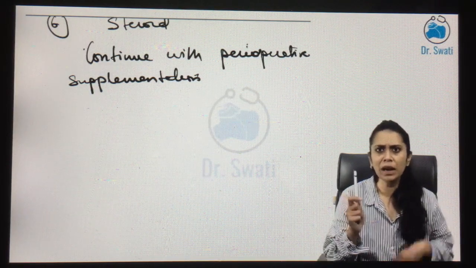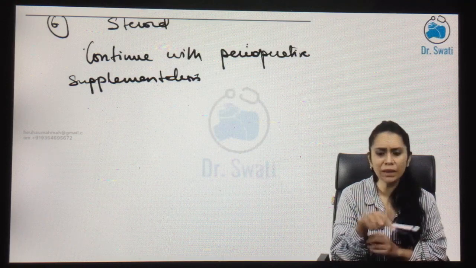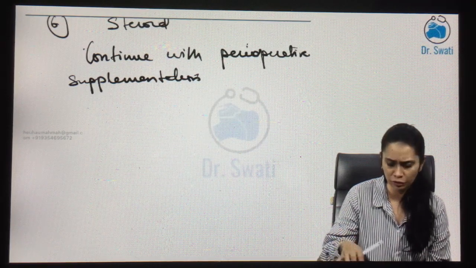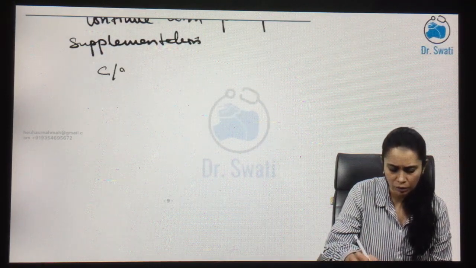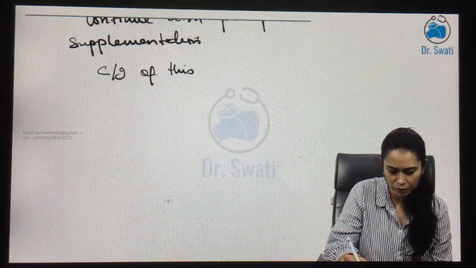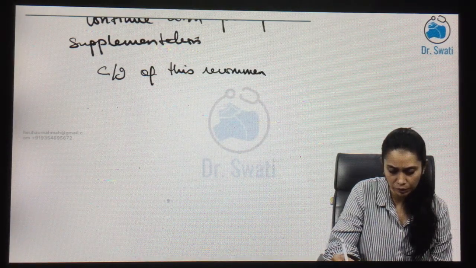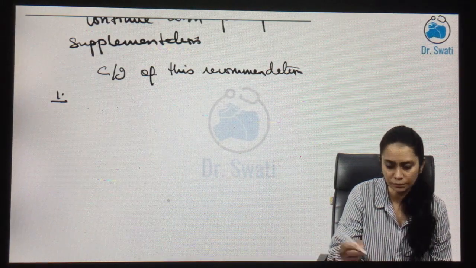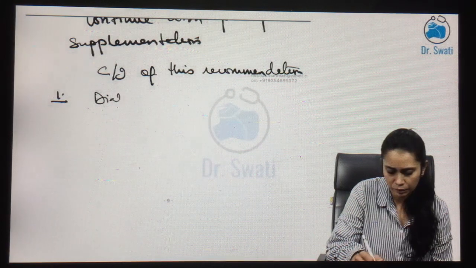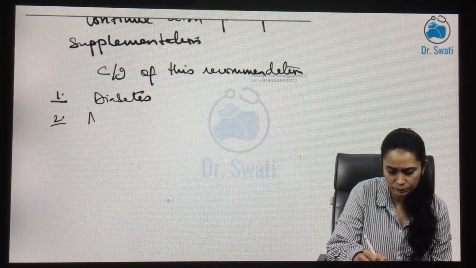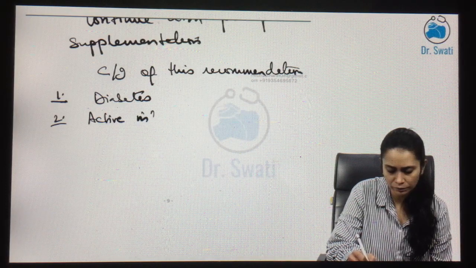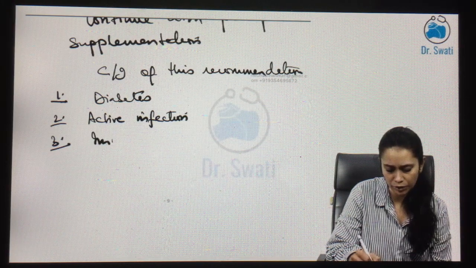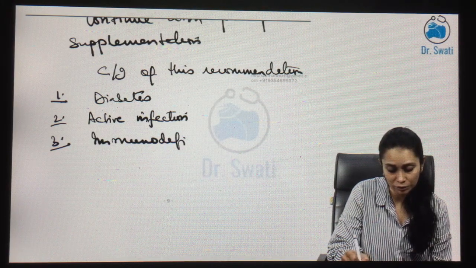But in AIIMS they asked non-diabetic. Now this recommendation has 3 contraindications, 3 conditions where we cannot continue steroid. Contraindications of this recommendation: number 1, diabetes. Number 2, active infection. Number 3, immunodeficiency. So in these conditions, I can't continue.